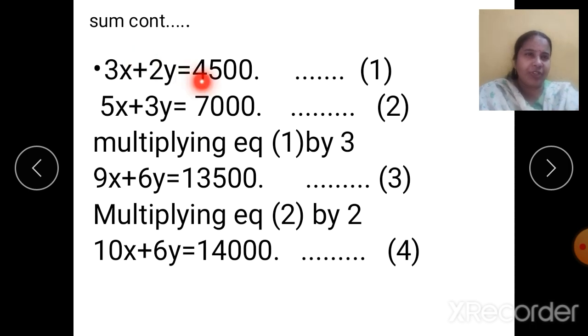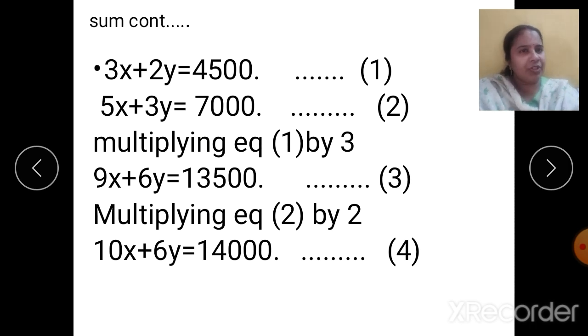See, this was my equation number 1: 3x plus 2y is equal to 4500. So this equation I am going to multiply by 3. So 3 3s are 9x, 2 into 3 is 6y, and 4500 into 3 is 13,500. Okay, this way I get this as equation number 3.